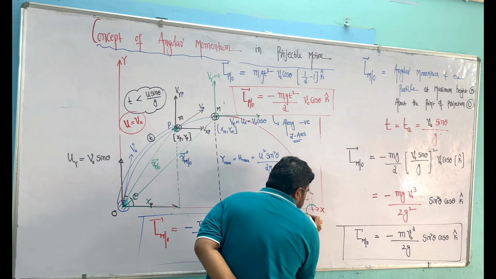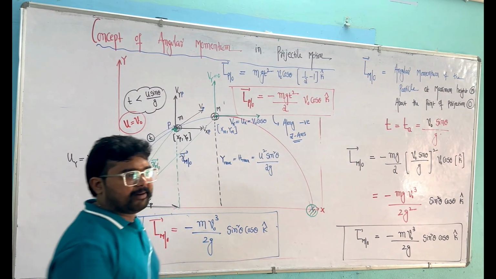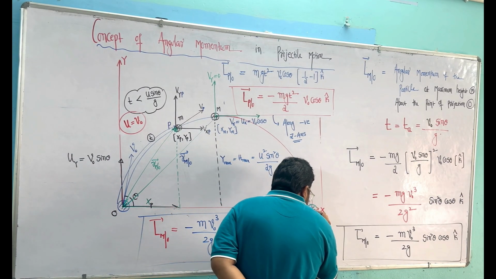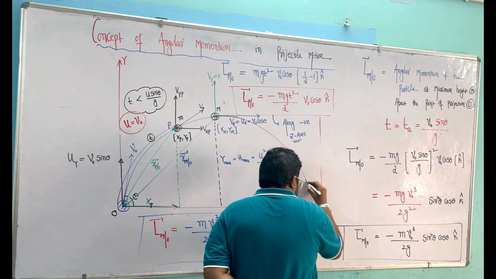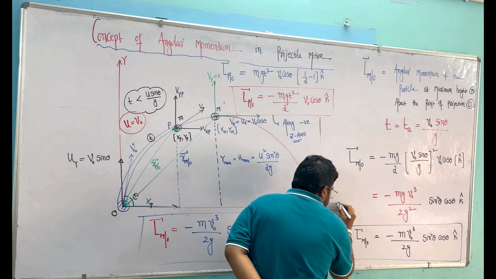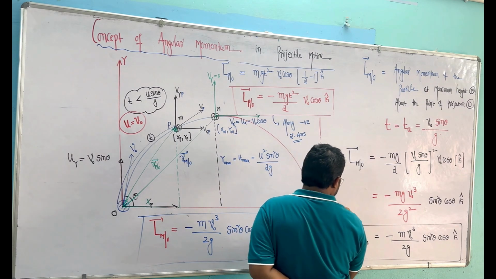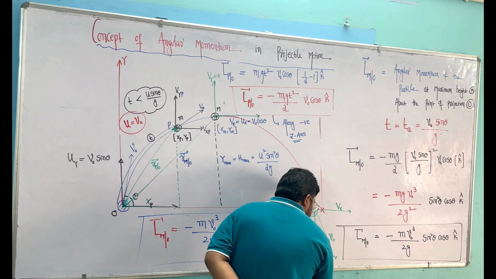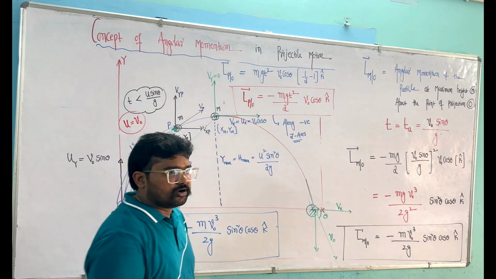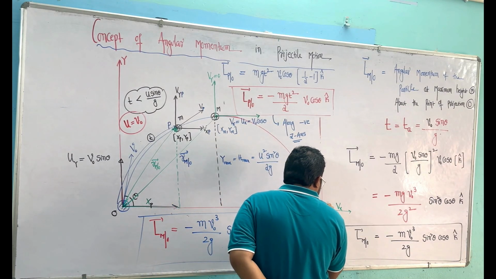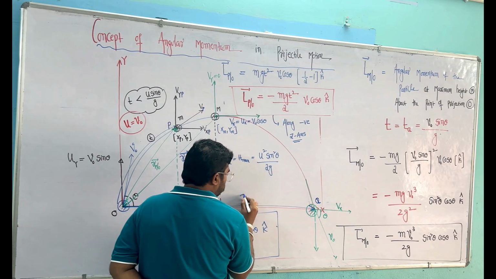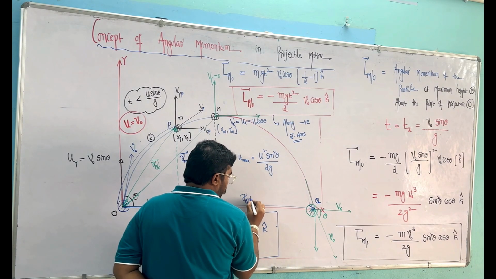So now we need to talk about hitting the ground. While hitting the ground, it will come like this. This is V0. This is Ux or Vx, along this direction. This would be theta. Understood? This is the point Q. When it is hitting the ground, what is the position of the particle at point Q?